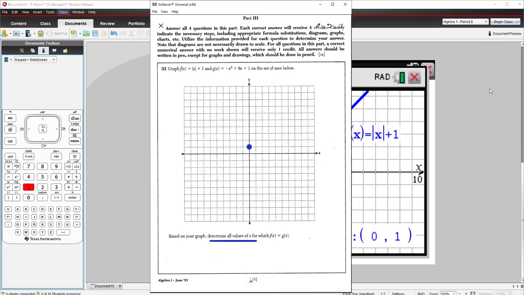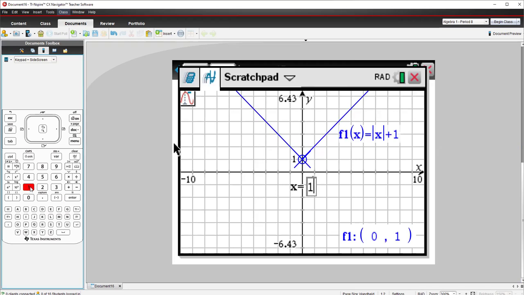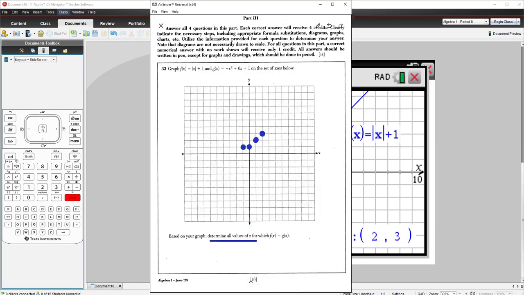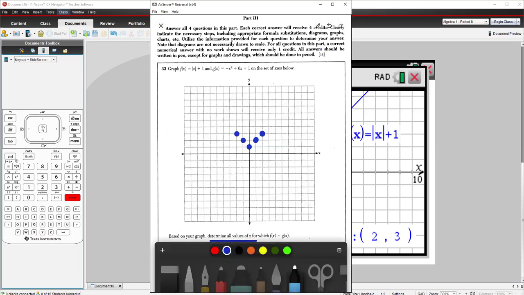To get some other points, I'm just going to put in some x values. I put in 1, so that's 1, 2, and I'm going to put a point there. Then I'm going to do 2 for x, and that's 2, 3, so I'll go over 2, up 3. Now I can use the symmetry since this is the vertex. On the other side, I can put 1 here and 1 here. Then I'm going to take this and draw a line going out, and another line going out. So that's my graph for the absolute value.